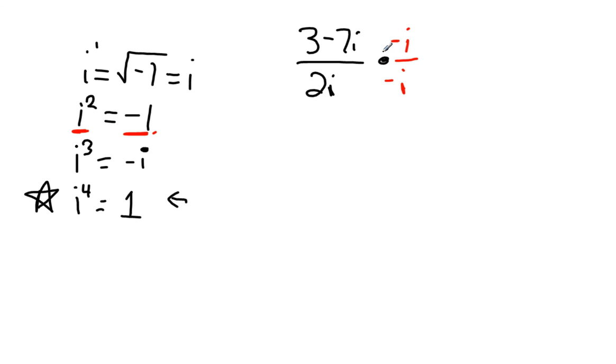Alright, so let's do the bottom first. 2i times negative i will be negative 2i squared. Right? And then i squared is negative 1. So you have negative 2 times negative 1, which guess what? Is positive.